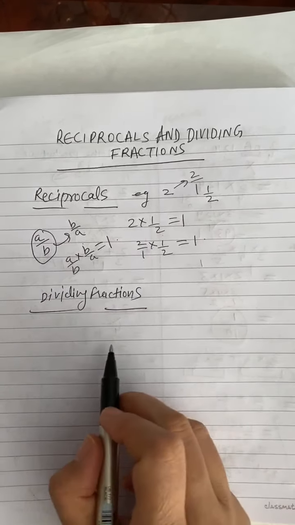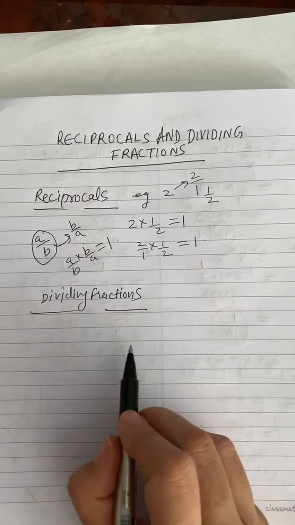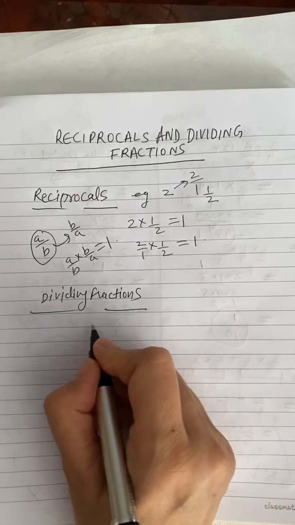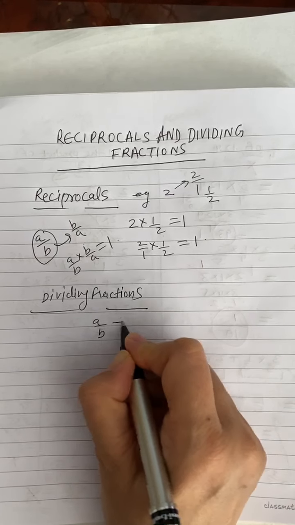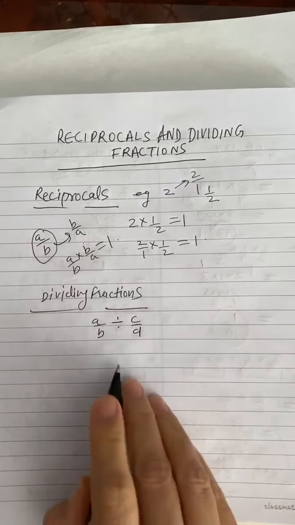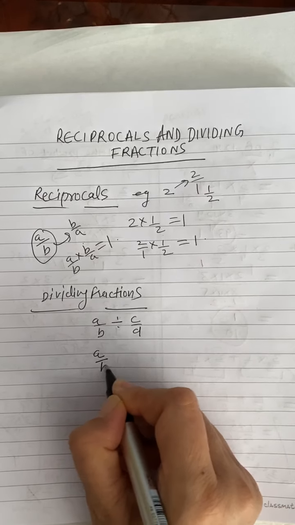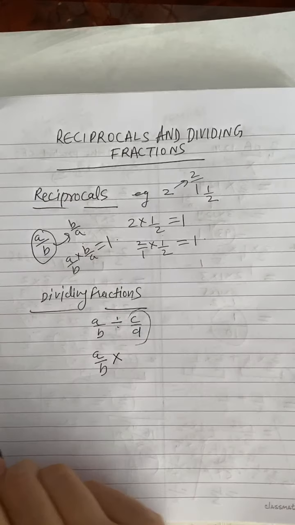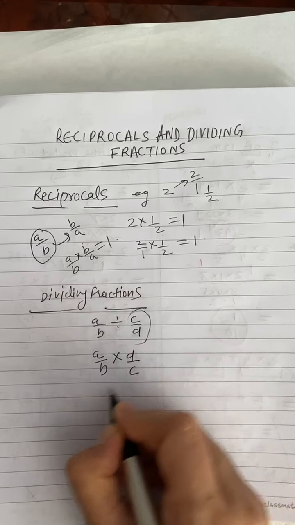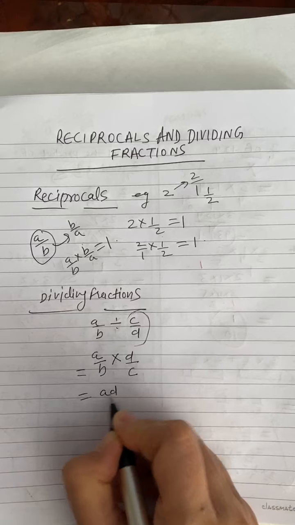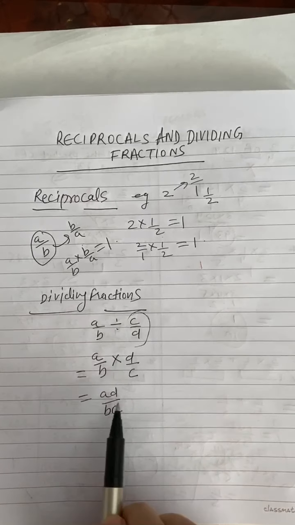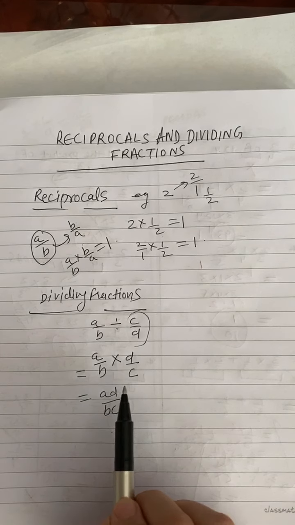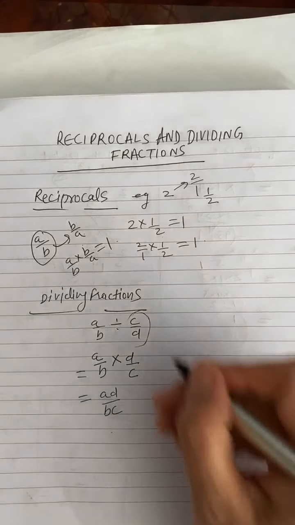So dividing fractions here. Let's say we want to do A over B divided by C over D. What we need to do here is, for A over B, we take the reciprocal of the second number. So we change it into multiplication, and then D over C. And we know how to multiply two fractions. So this is AD divided by BC. So to divide by a number, we multiply by its reciprocal.